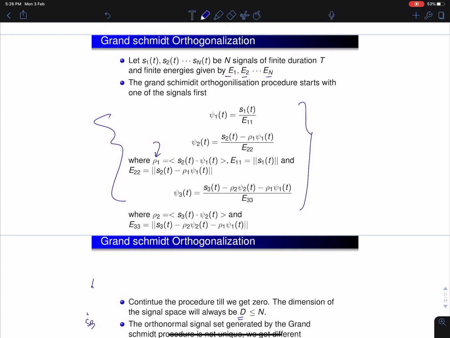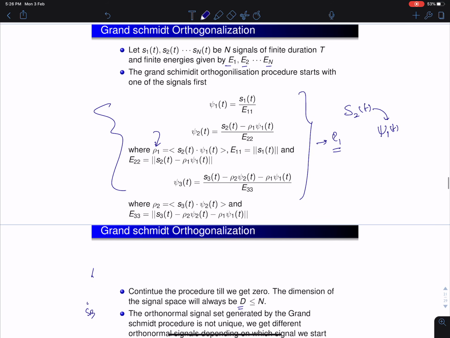Okay. Then in the previous class, I confused rho 1 to be the correlation factor, which is not true. Rho 1 here is just the projection. If I take S2 of t and project it onto psi 1 of t, that's your rho 1. To understand what projections are, I'm going to give you an already familiar example.